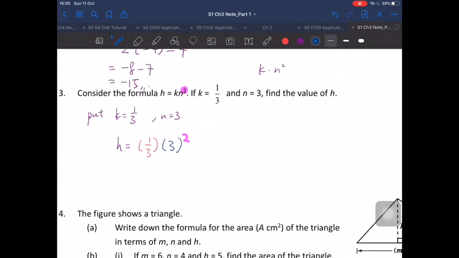Next part you have to calculate. That means h is equal to 1 over 3. 3 squared is equal to 9. So 9 here, that means times 9, right? 1 over 3 times 9. Simplify the answer. So h is equal to 3.